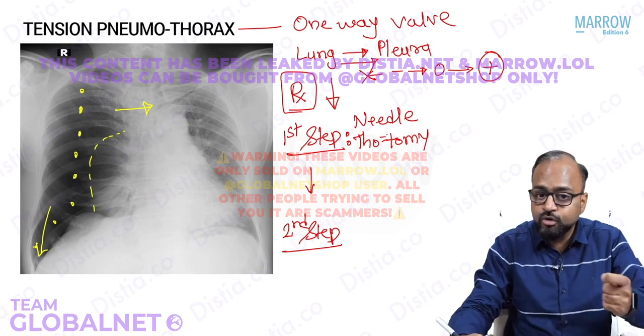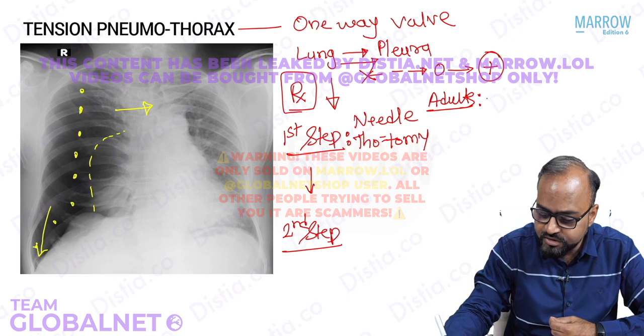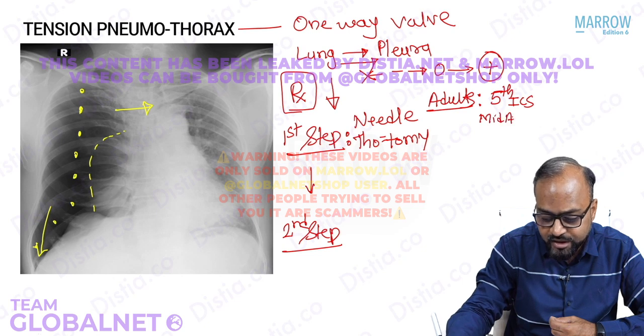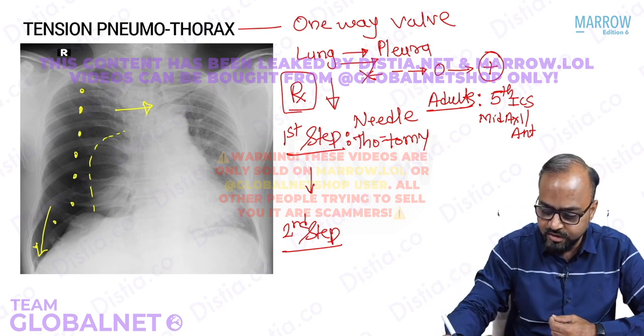Where do you put a needle? This is also a potential question. In adults, the needle is usually inserted in the 5th intercostal space, either in the mid-axillary line or just anterior to the mid-axillary line. 5th intercostal space, mid-axillary line.